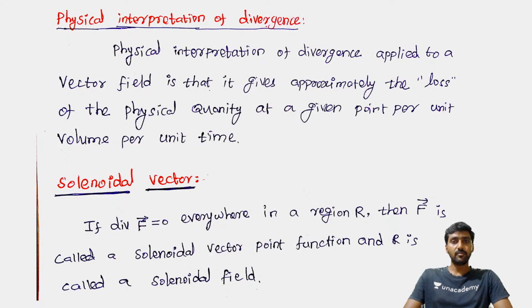Next one, physical interpretation of divergence. So what is meant by physical interpretation of divergence? Divergence applied to a vector field gives approximately the loss of physical quantity at a given point per unit volume per unit time. Whenever the divergence of a vector, that is del dot f vector, is equal to 0, then f vector is called a solenoidal vector.